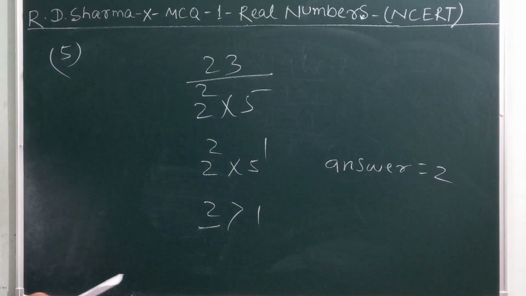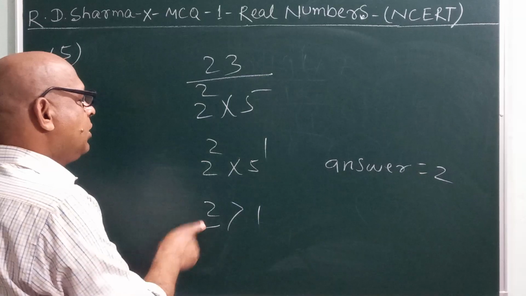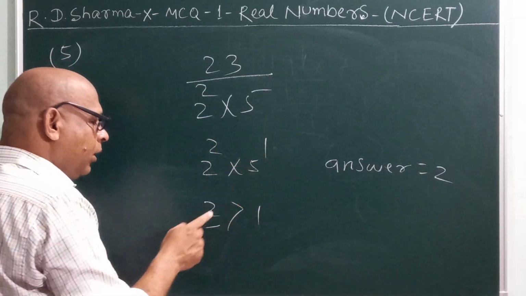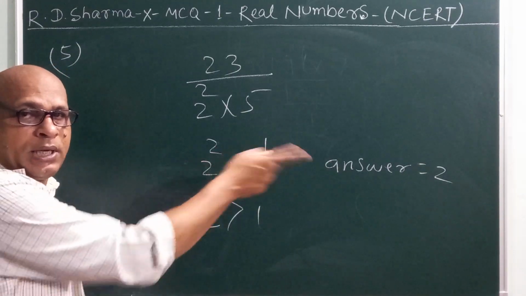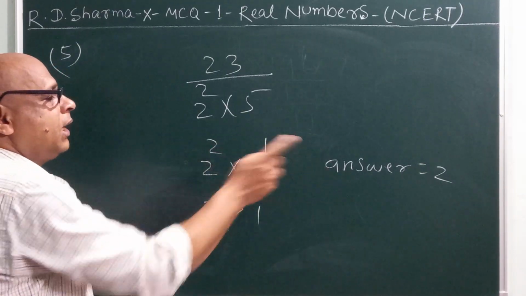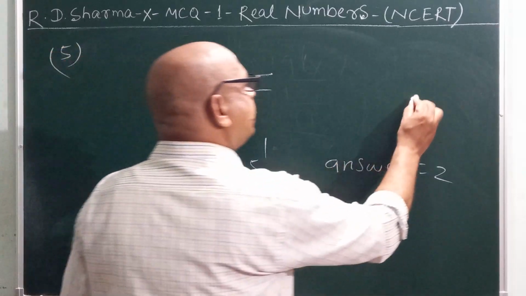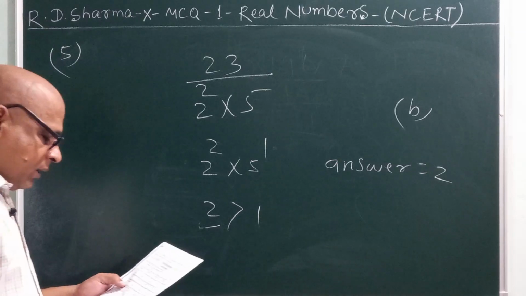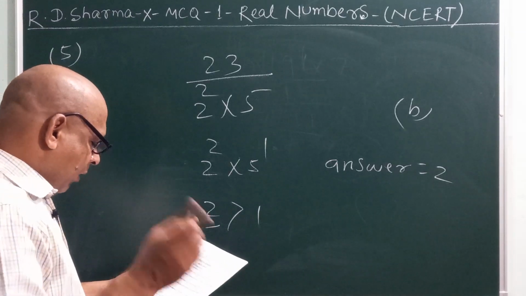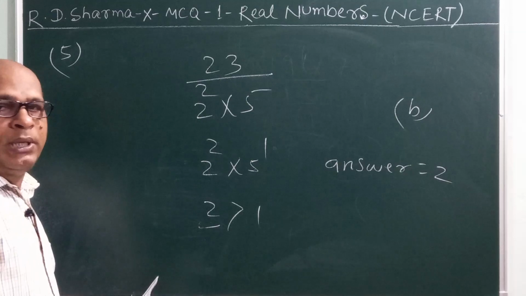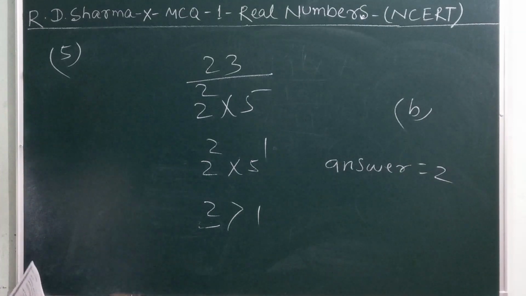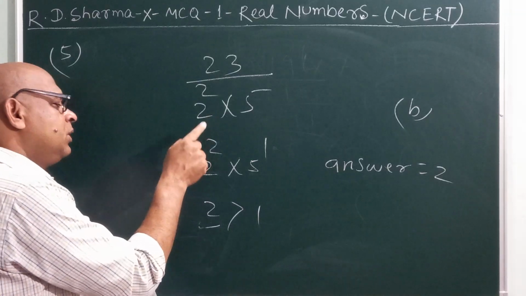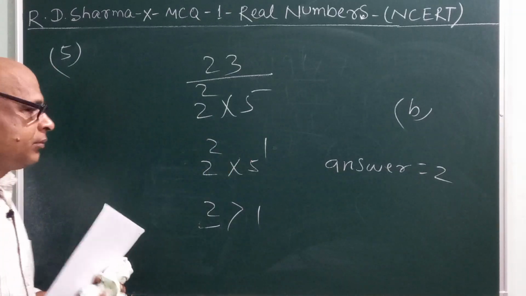It will terminate after 2 places because the power of 2 is 2 and the power of 5 is 1. So the greater power is the answer. Answer is B. The decimal expansion of the rational number will terminate after 2 places, because the power of 2 is 2. Whichever power is greater, that's the answer.